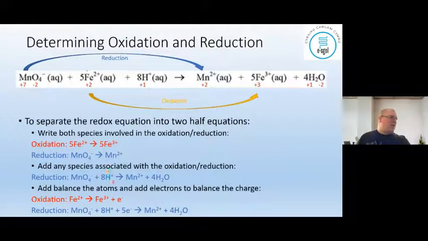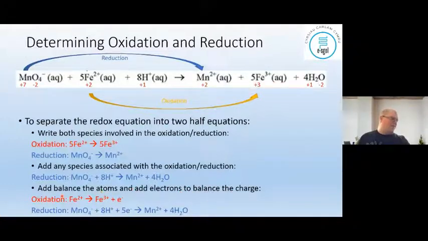Now, the H+ and the H2O are associated with the MnO4- species because water contains oxygen, just like the permanganate ion does. And so the water must be part of that equation. And then, of course, H+ must be part of this equation as well to balance the hydrogens from the water. And then we balance the atoms and add electrons to balance the charges.